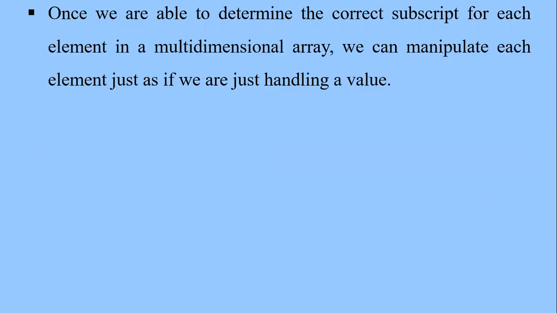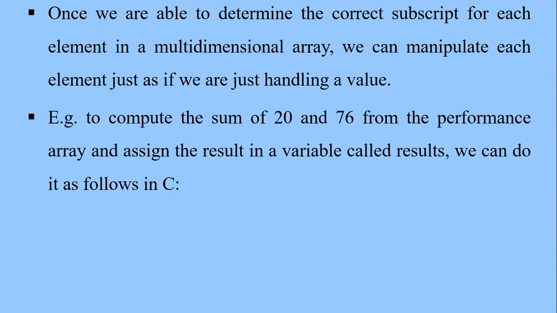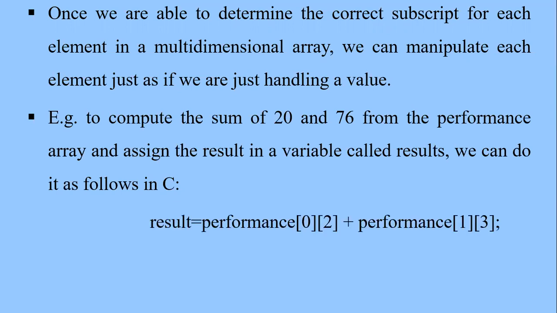Once we are able to determine the correct subscript for each element in a multidimensional array, we can manipulate each element as if we are just handling a value. For example, to compute the sum of 20 and 76 from the performance array and assign the result in a variable called result, we can do it as follows in C.